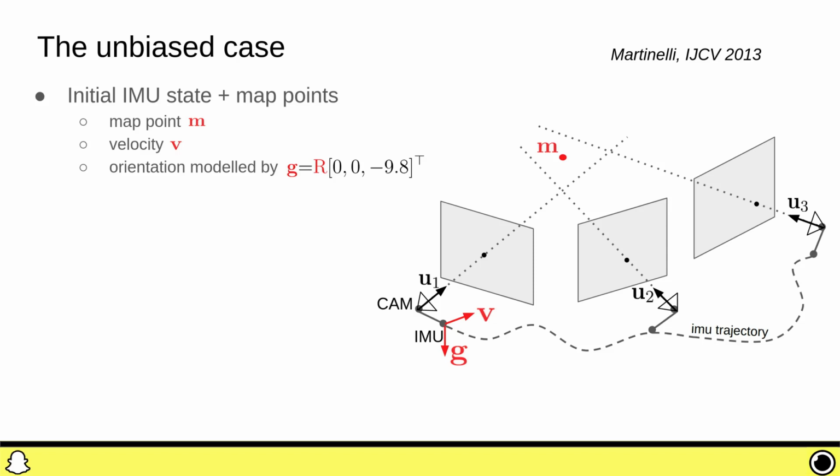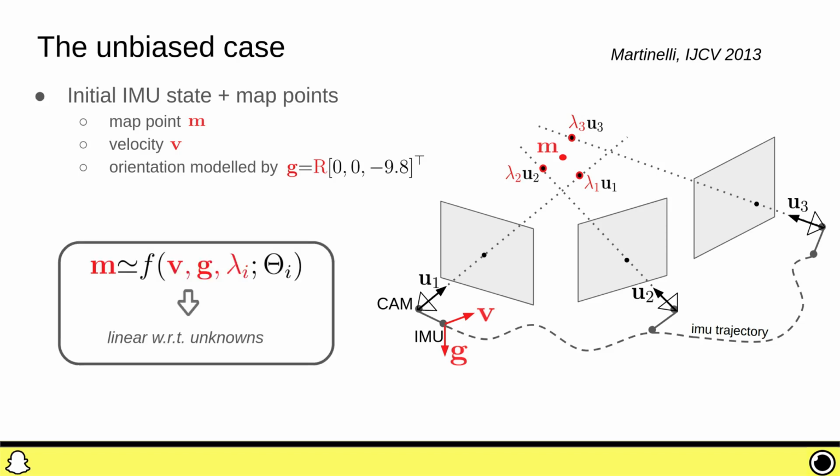Suppose a single point that is seen by 3 cameras and the visual matches have been found. In a real scenario, the observation rays, defined here by the unit vectors u, do not really intersect. If we introduce some auxiliary variables lambda that denote the distance between the point and the cameras, then the map point can be expressed at any camera coordinate system as a linear combination of the initial IMU state and the corresponding range lambda. Here, the observation set theta includes the unit vector u as well as the pre-integrated gyroscope and accelerometer data.